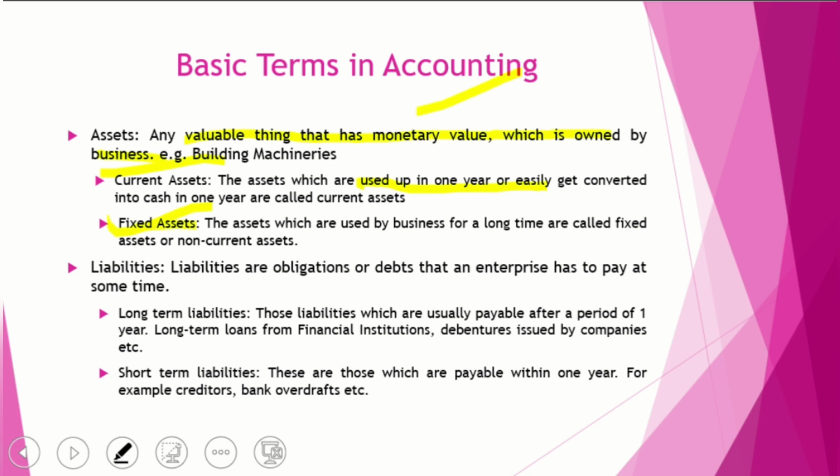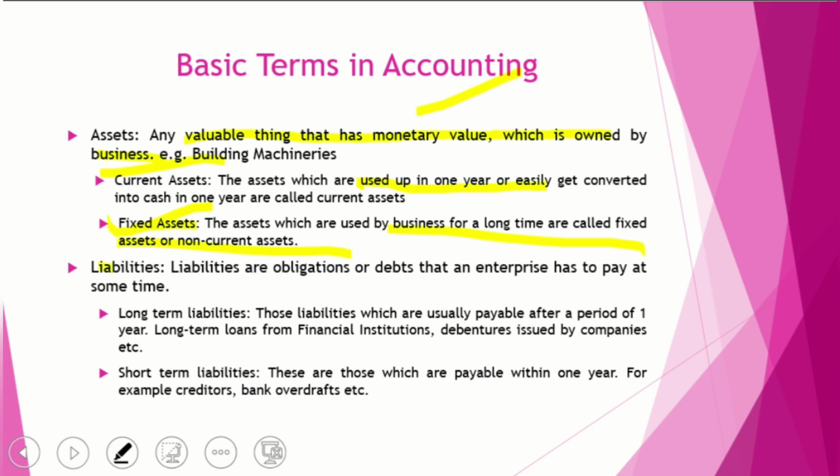Next, we have fixed assets. Fixed assets are those whose benefit is for a long period of time, like land, building, machineries. We don't buy them with the motive to sell them within a year. We buy them with the motive to keep them for a very long period of time and use them for the business. Such assets are known as fixed assets. Here we studied that assets are of two types: current assets and fixed assets. These are very important concepts. You should understand the meanings.